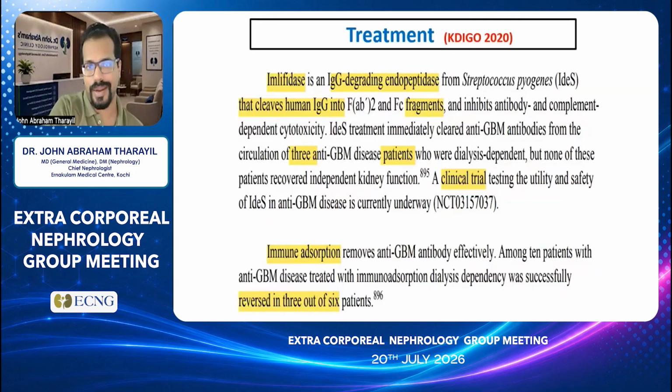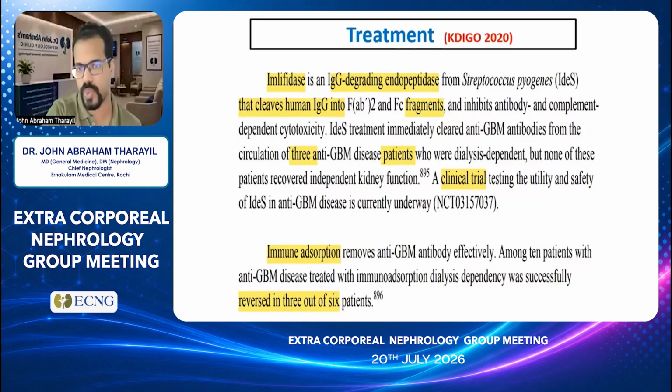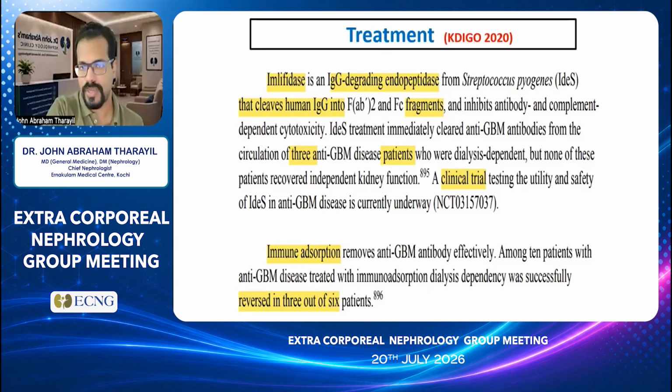Imlifidase is another treatment which is in a phase 3 trial in 2025. It's an IgG degrading endopeptidase from Streptococcus pyogenes that cleaves human IgG into F(ab')2 and Fc fragments. And immunoadsorption removes anti-GBM antibody effectively. Among 10 patients with anti-GBM treated with immunoadsorption, dialysis dependency was successfully reversed in 3 out of 6.